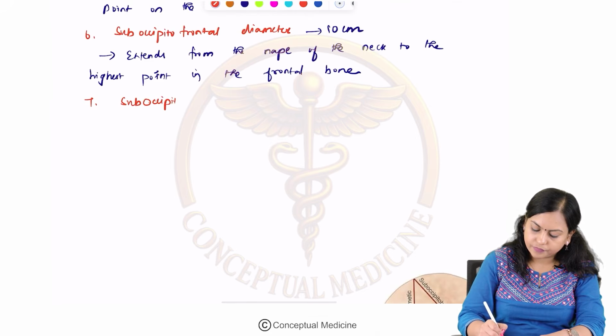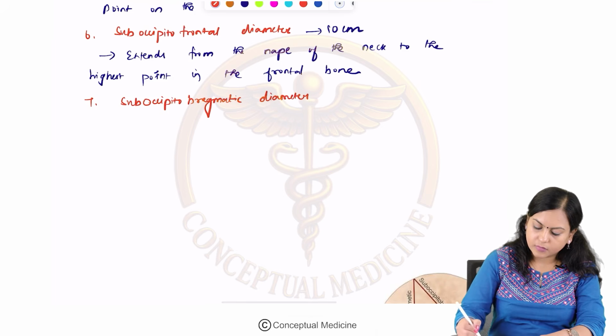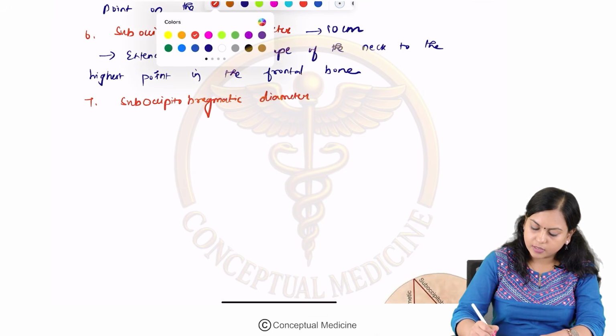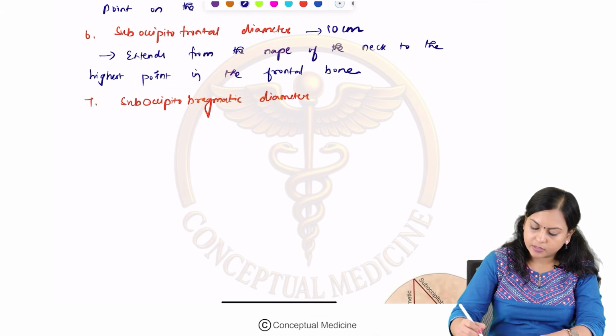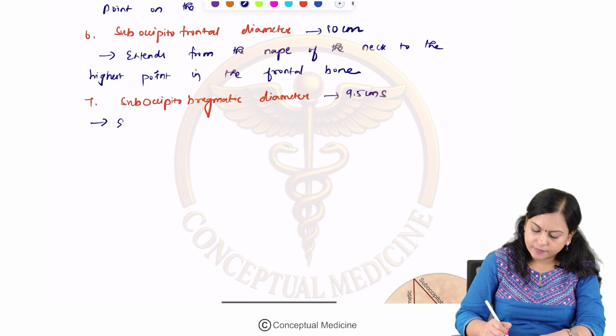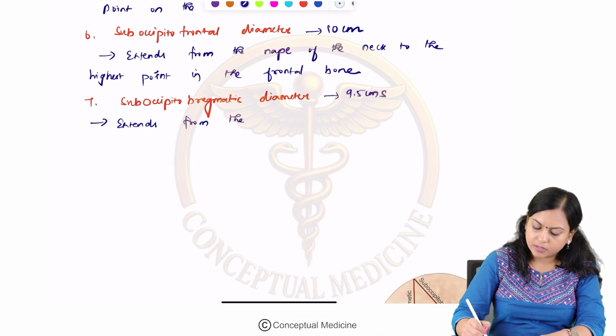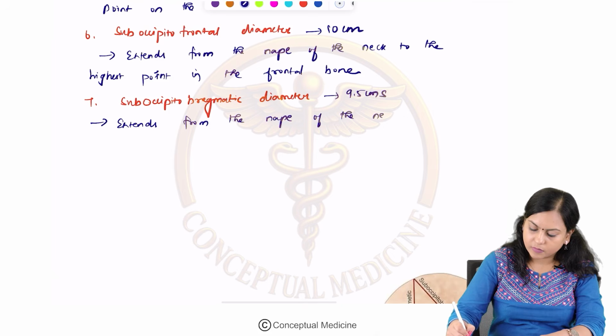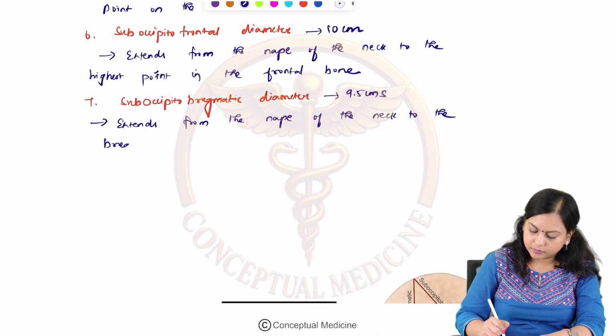Next is suboccipito-bregmatic. This measures around 9.5 centimeters and it extends from the nape of the neck to the bregma.